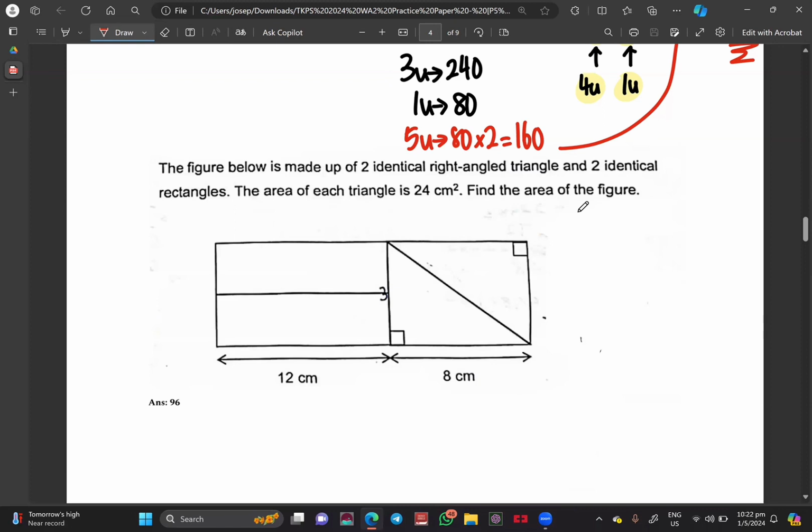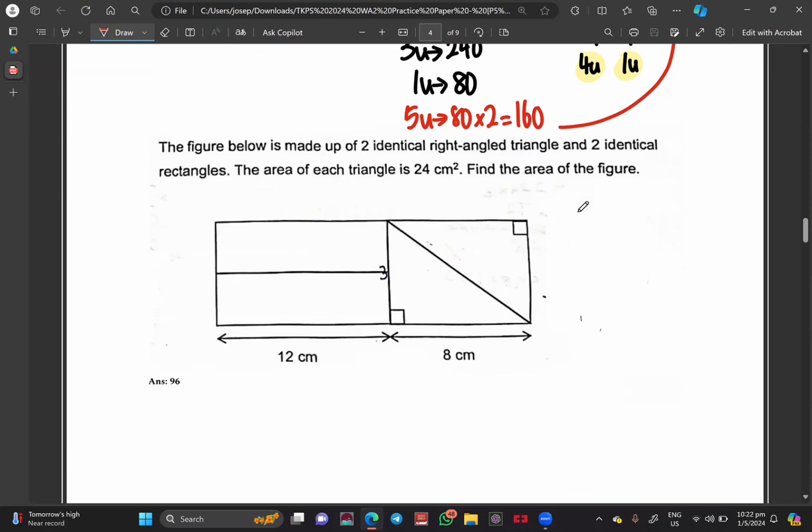As you can see over here, this is about area of triangle, isn't that true? Now, you can see here that the figure below is made up of 2 identical right angle triangles. Where exactly is that? This is 1, this is 2. Make sure you note it. I know it's quite obvious, but do it consciously, okay? And 2 identical rectangles, 1, 2. Okay, simple.